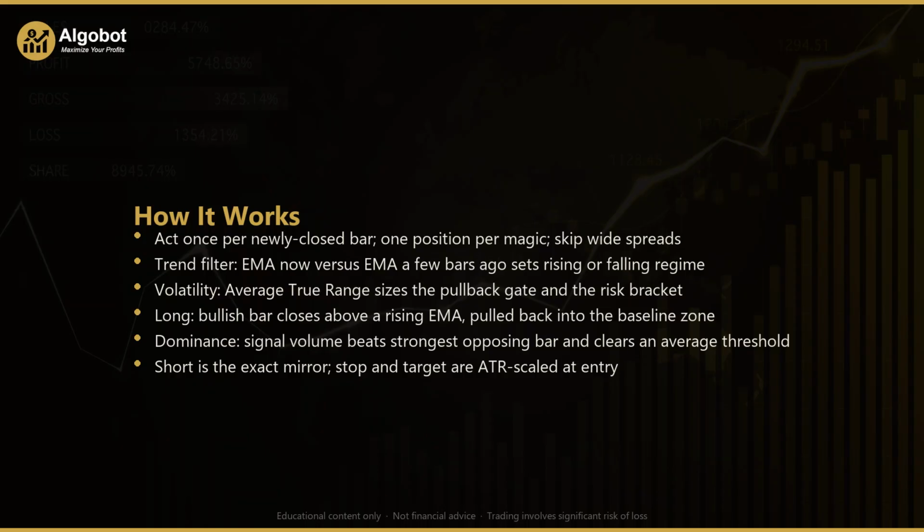The signal bar must be bearish, close below a falling average, have its high reach up into the baseline zone, and print tick volume that exceeds the strongest up bar and the volume threshold. When a long signal is confirmed, the expert advisor buys at the ask. The stop loss is placed the stop multiple, 1.5 by default, times the average true range below entry, and the take profit is set at the reward-to-risk ratio, 1.8 by default, times that stop distance above entry. For a short, the logic flips, selling at the bid with the stop above and the target below. From there, the volatility bracket manages the trade to completion. There is no separate trailing routine. The stop and target do all the work.